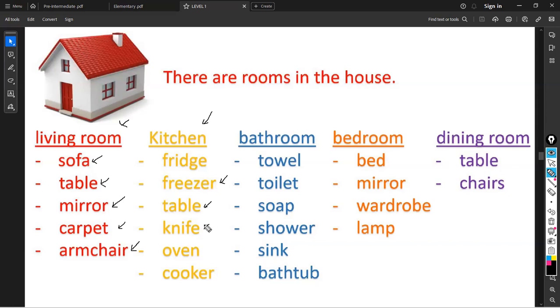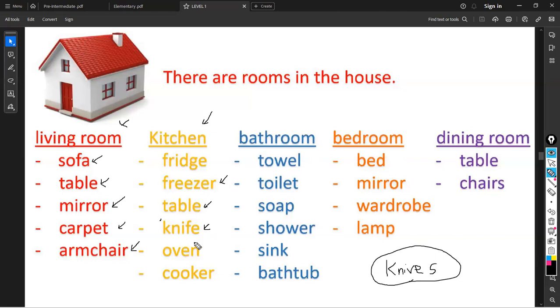What about knives? Teacher, what's the meaning of knife? Knife is sikkin. Knife. Okay, there are 10 knife. 10 what? 10 knife. Since it is plural, what does knife become? Knives. Knives. Bravo. There are 10 knives in my kitchen.